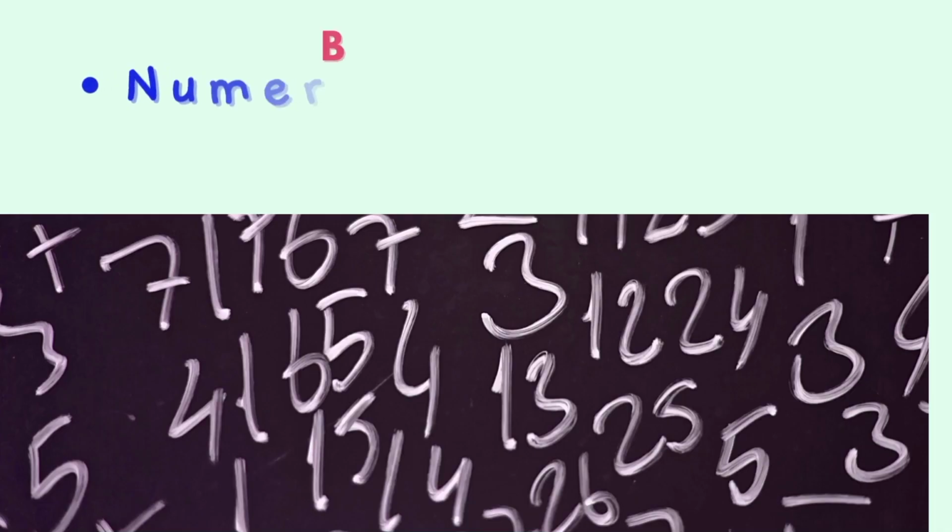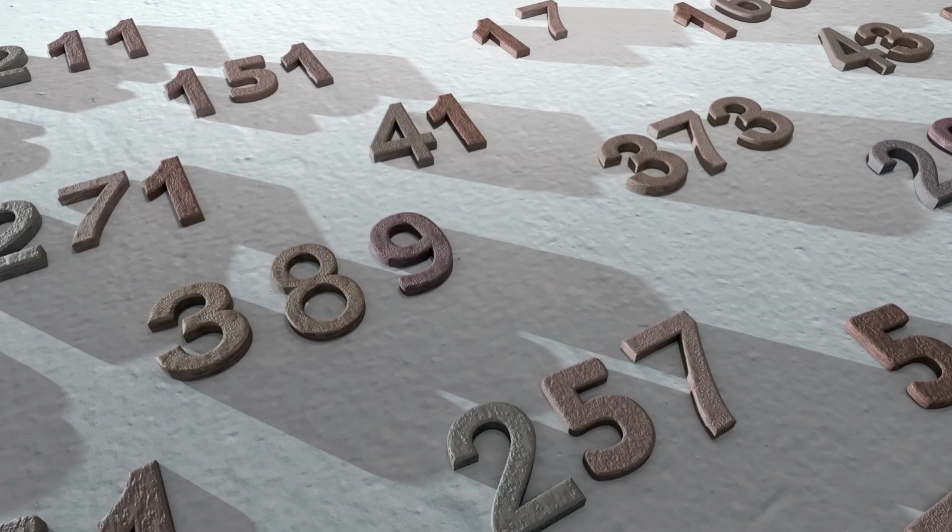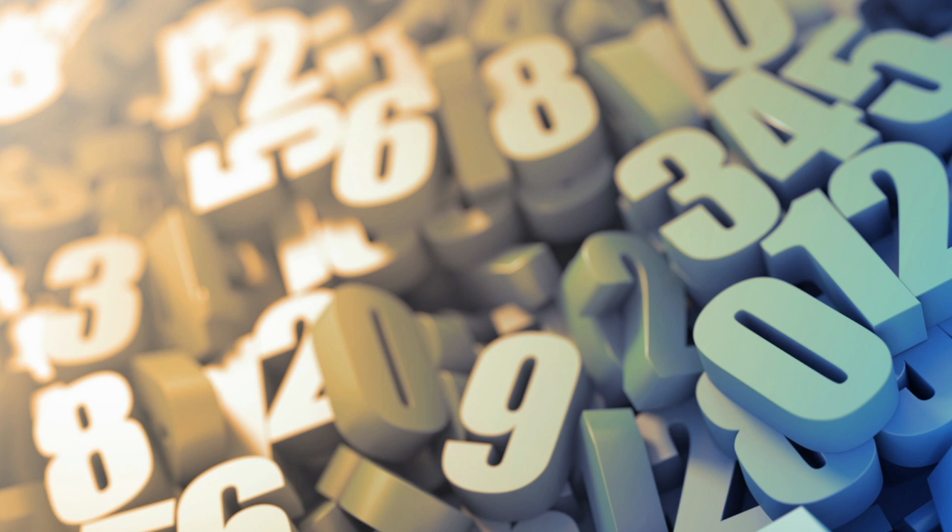Now let's proceed to the types of data that are used in BASIC. The first is the numeric, and the second is the character or string data. First is numeric data. Like you know, numeric refers to numbers. As a matter of fact, all the numbers you can think of are used in basic programs.